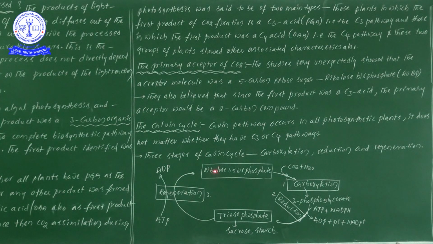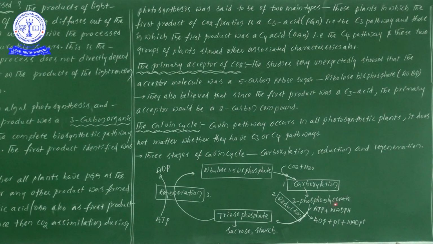Ribose 1,5 bisphosphate, I already told you, is a 5 carbon compound. Now by taking 1 molecule of carbon dioxide from the atmosphere, and water, which will be available in the plants itself, by the process of carboxylation, 3-phosphoglycerate, or 3-phosphoglyceric acid, formation takes place.